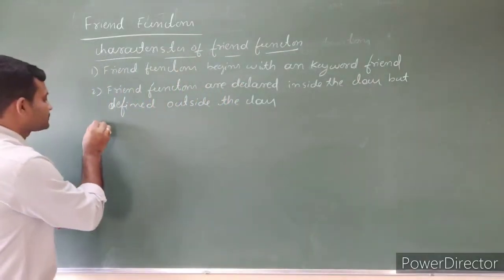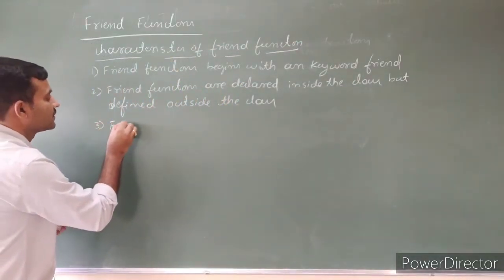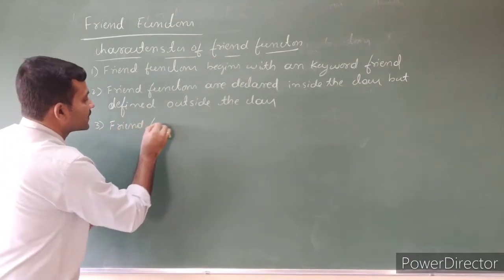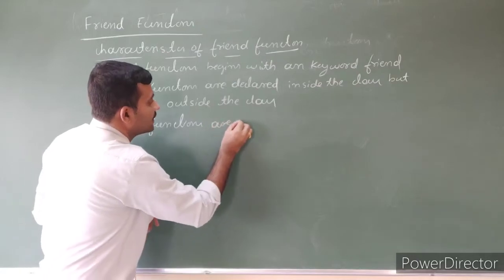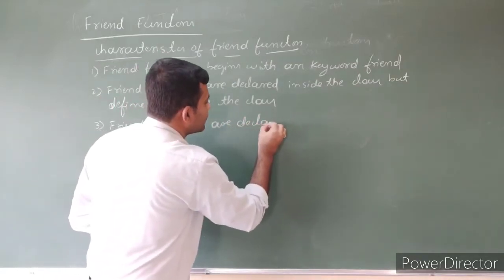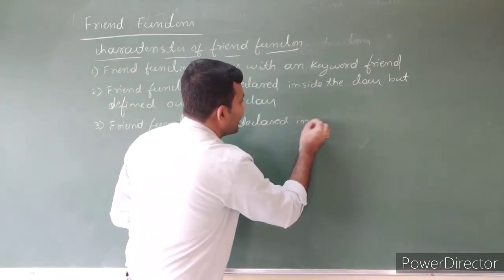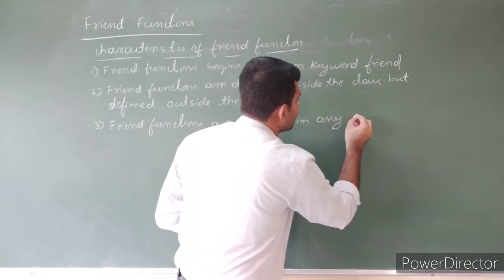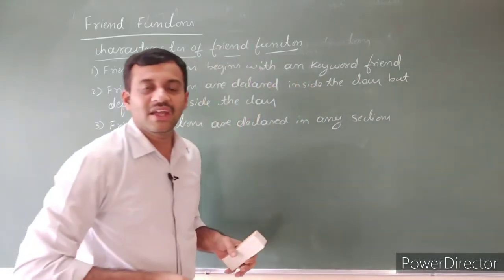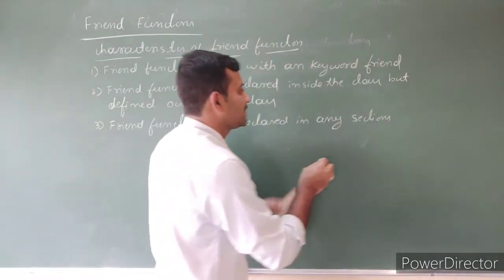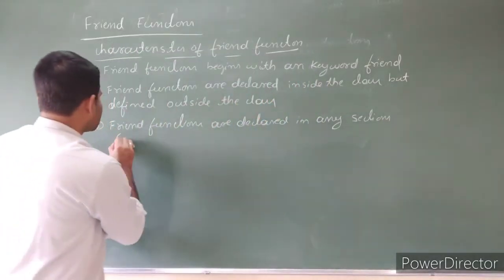See the third one. Friend functions can be declared in any section. Here sections means any access specifier.